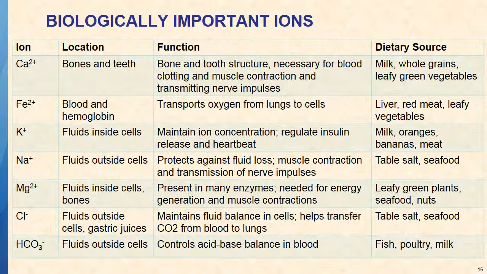Just for your information, you can stop this slide and look at those. I'm sure some of these you already know. Some biologically important ions: calcium ion in your bones and teeth, iron in your blood, potassium inside the fluids inside your cells, sodium in fluids outside of your cells, magnesium also in bones, and so forth. Bicarbonate controls your acid-base balance in blood and comes from carbon dioxide.